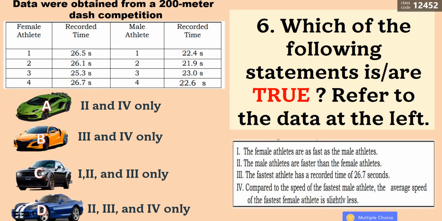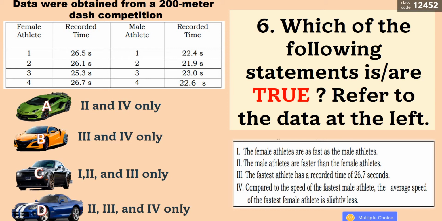So with this, you're given data obtained from a 200-meter dash competition with female athletes 1, 2, 3, 4. Recorded times: 26.5 seconds, 26.1, 25.3 seconds, 26.7 seconds. We have male athletes 1, 2, 3, 4. Recorded times: 22.4 seconds, 21.9 seconds, 23.0 seconds, 22.6 seconds respectively. The question is, which of the following statements is or are true? Refer to that data at the left.